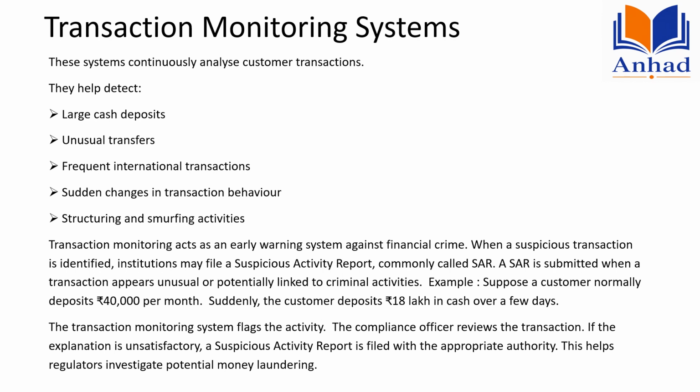Suppose a customer normally deposits 40,000 rupees per month. Suddenly, the customer deposits 18 lakh rupees in cash over a few days. The transaction monitoring system flags the activity. The compliance officer reviews the transaction. If the explanation is unsatisfactory, a suspicious activity report is filed with the appropriate authority. This helps regulators investigate potential money laundering.